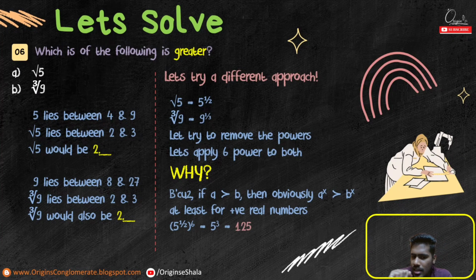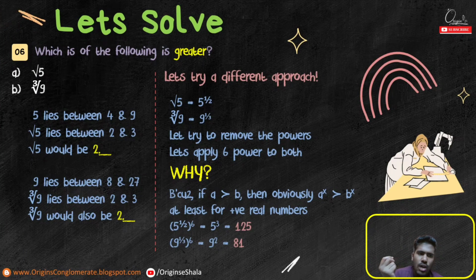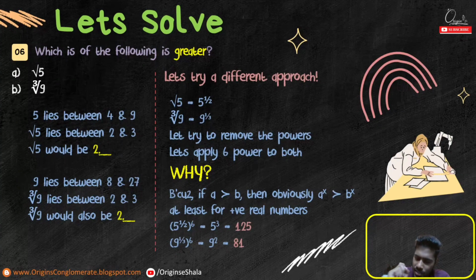Now, if we apply the power of 6, we will get 5 raised to 3 and 9 raised to 2. Now you can see very clearly which is the greater value, right? 125 is greater than 81. So our final answer would be root 5 is greater than cube root of 9.